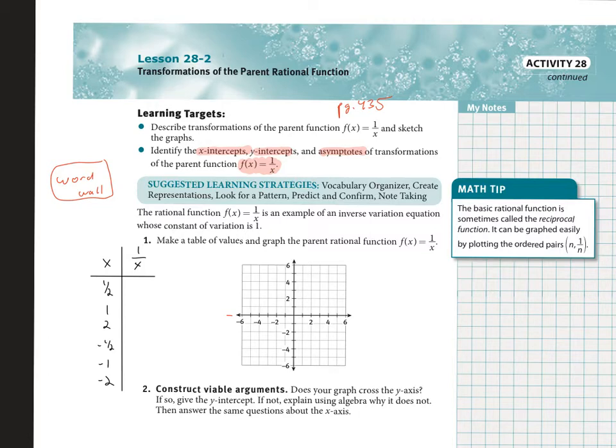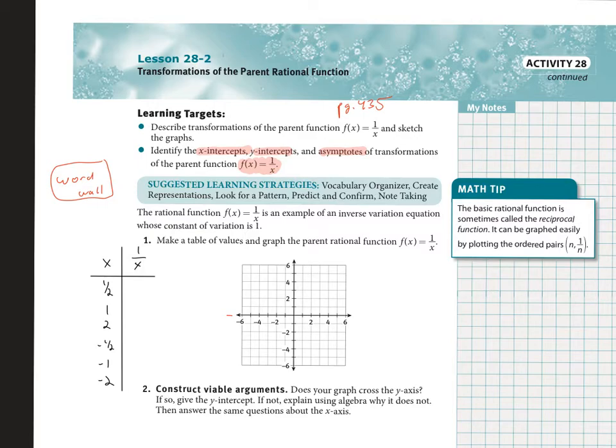Okay, so we're on page 435 of your book if you want to be following along. We're looking at the parent function, 1 over x, the simplest rational function we can have. Again, every rational function has to have an x in the denominator. So the simplest one we can make is 1 over x. We're going to learn about this one and then start moving it around, shifting it to find new ideas. We'll also put the basics on our word wall.